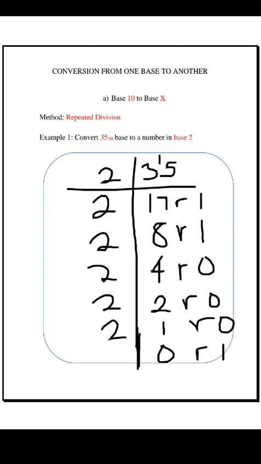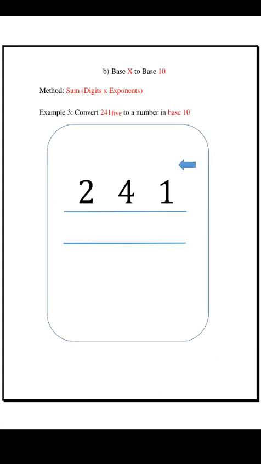So you take it from the bottom to the top. Our answer is going to be 100011 base 2. So the number is now written as a string of 0 and 1, which is base 2. So let's go to the next one.